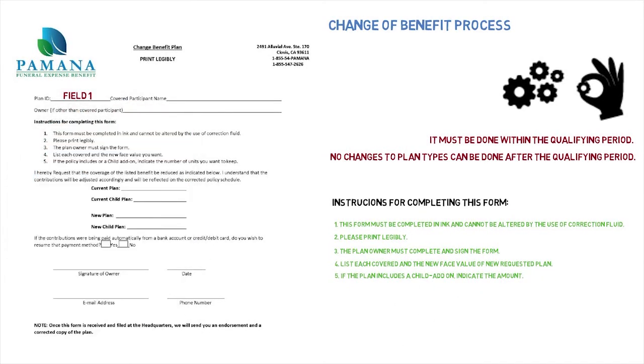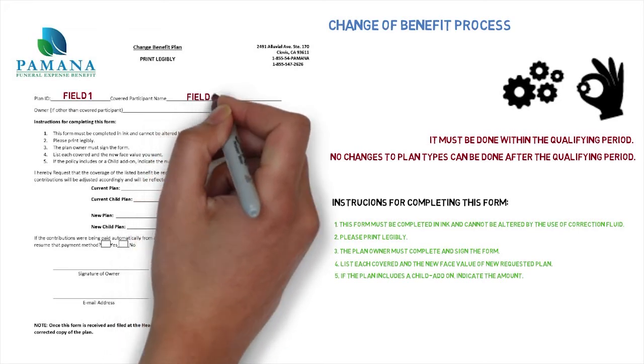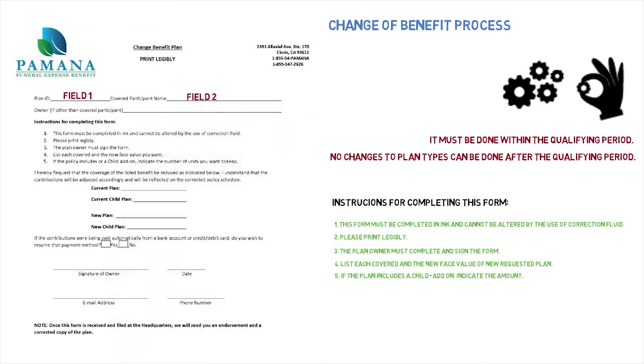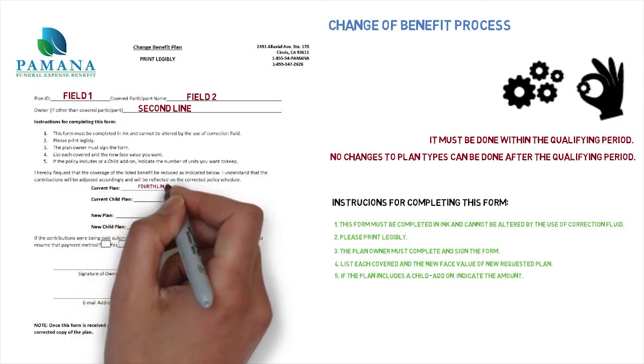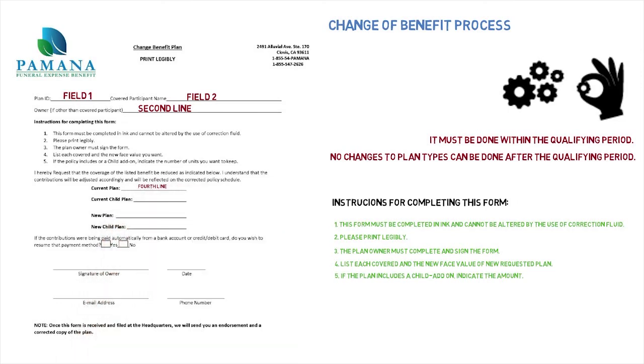The first field on the first line will ask the owner to provide their current plan. The second field on the first line will ask the owner to provide the name of the covered participant. The second line will ask the owner to provide their name. The third line will again ask for the covered participant's name. The fourth line will ask for their current plan again.